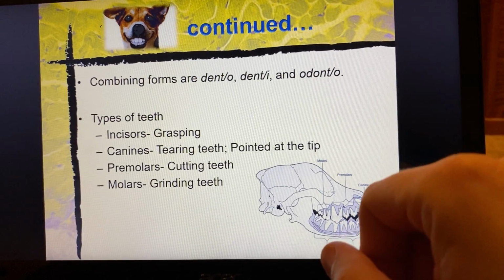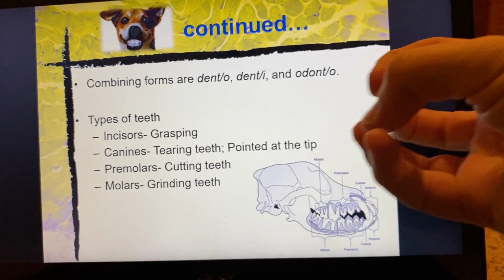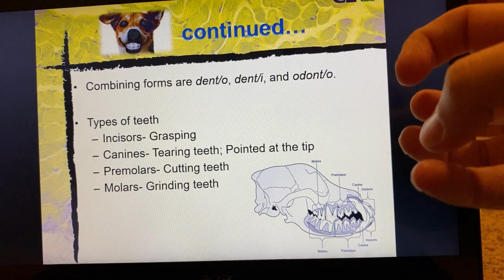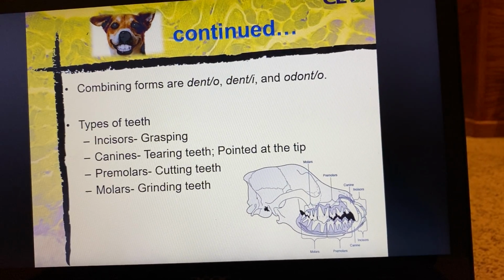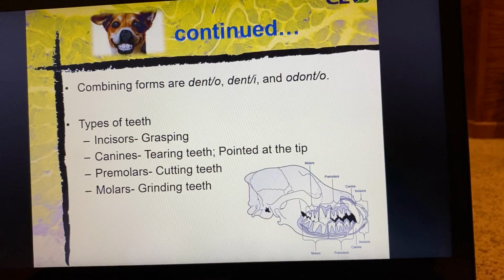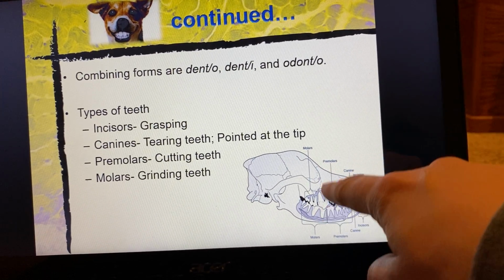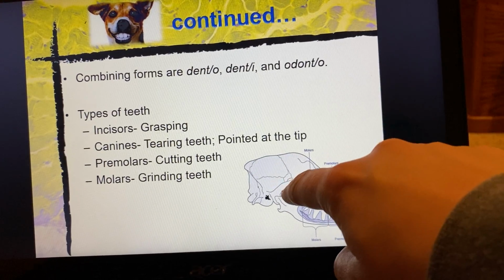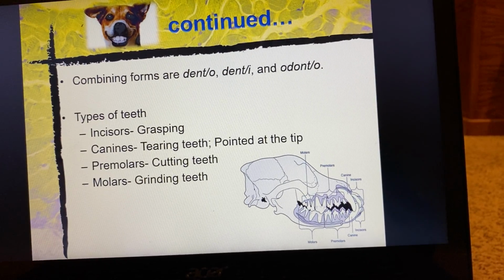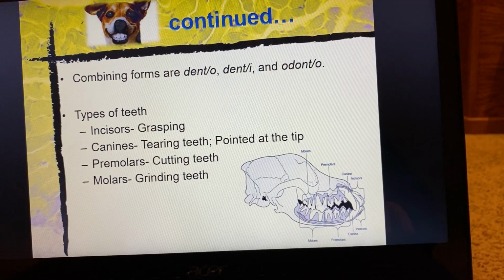Canines, a lot of people call them vampire teeth. They are used for tearing. So they'll pull a piece of meat off. And they're very, very pointed. Premolars are for cutting. So premolars are right here. And then molars, whether you're an herbivore or a carnivore, are used for grinding.